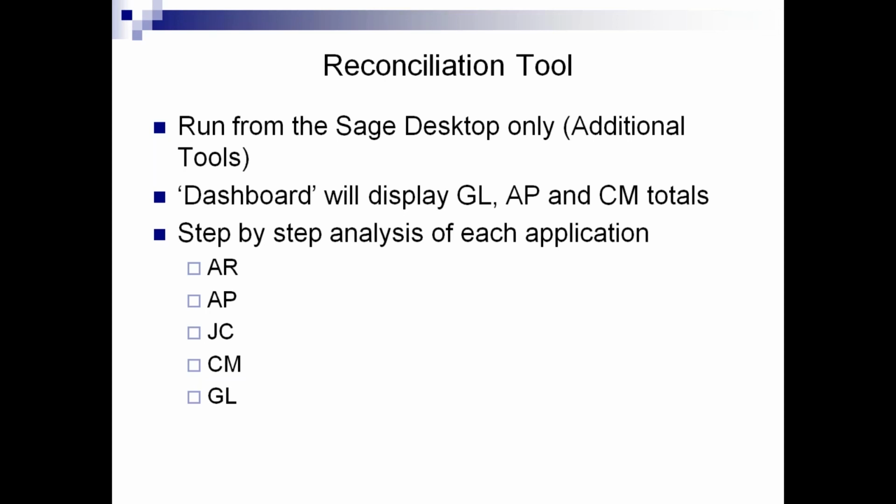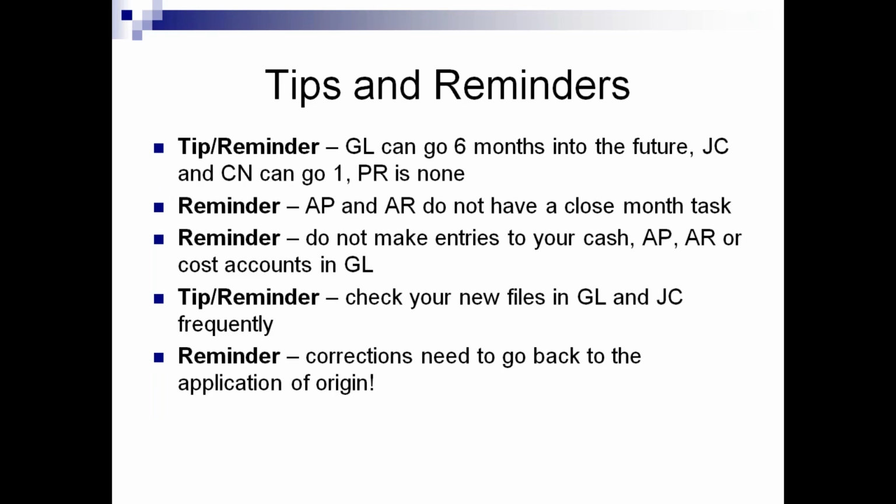All right, I've got some tips and reminders here. Lastly, remember that general ledger can go 6 months into the future, so you don't have to close it right away when you get to the end of the month. You may leave it open into the next month for a bit to make sure that all your entries can come through. Remember that job cost and contracts can only go 1 month into the future, and payroll is live all the time. It cannot go in the future at all.